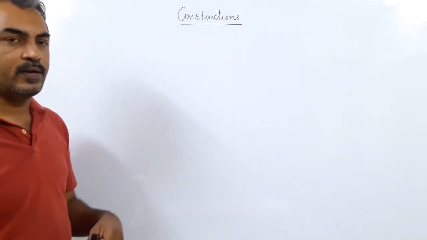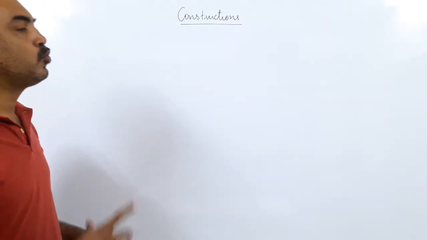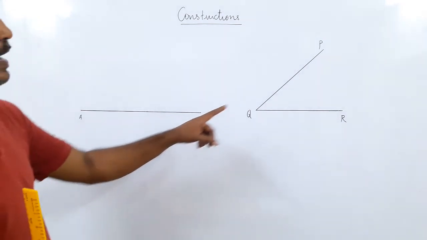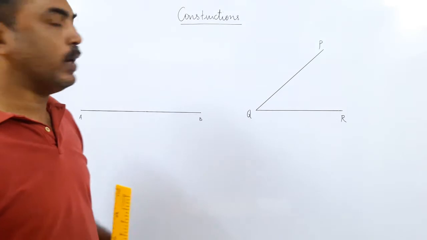Though we have a protector, we are first going to find out how to make angles of certain fixed measures. But before we go there, we will learn how to bisect a line segment and how to bisect an angle. On the board I have drawn a line segment AB and an angle PQR.